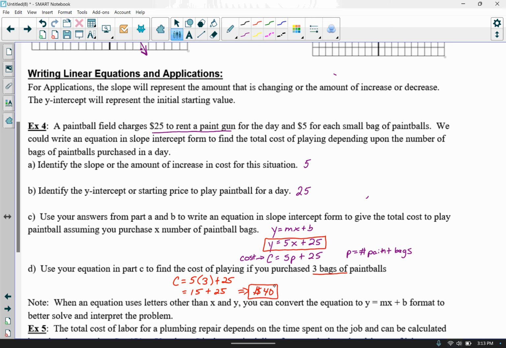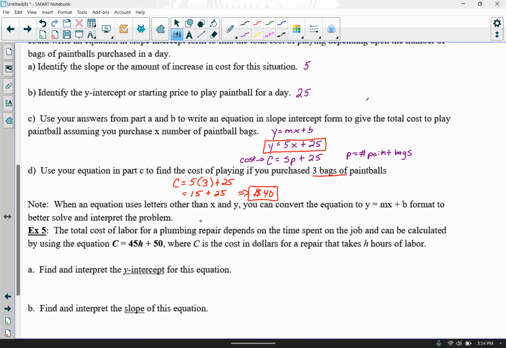And then just the note down below is that we can always use x and y, but sometimes if you convert it to other letters, it can be helpful. And that's what you're going to see play out here in example 5, that if it's given to you in other letters and it's asking you for what the slope and y-intercept are, you can always come underneath that and write it in y equals mx plus b format. So let's see how that plays out.